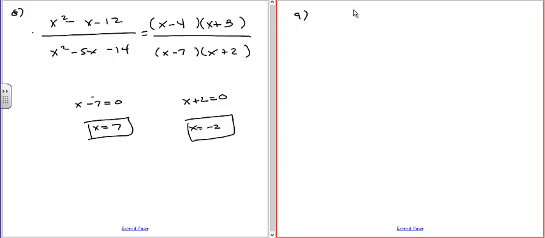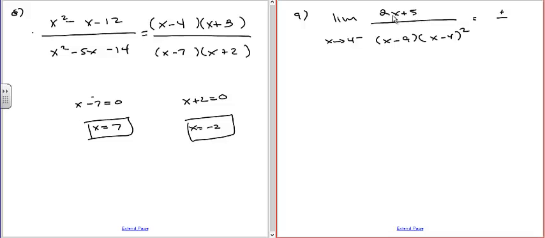Okay, number 9, another one-sided limit. The limit is x approaches 4 from the negative side of 2x plus 5 divided by x minus 9 times x minus 4 squared. So you can see that if I plug 4 into the numerator, I'll get some positive number. 8 plus 5 is 13, positive.